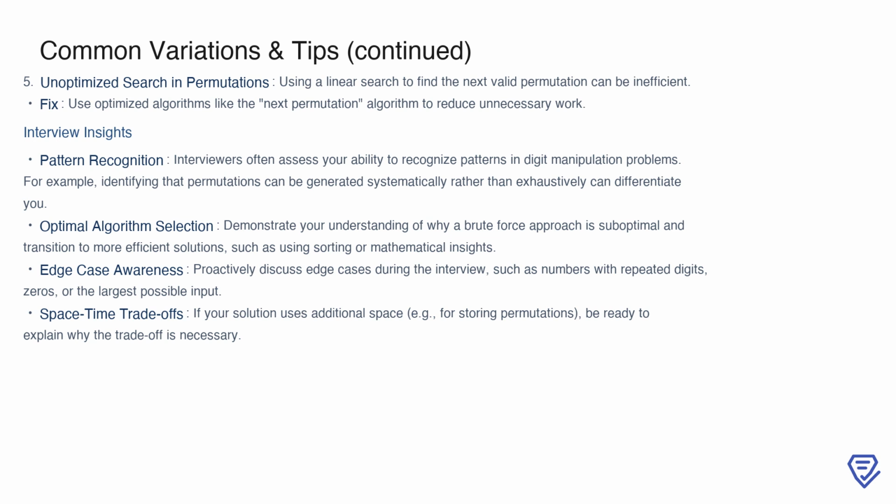Another area where mistakes often occur is in unoptimized searches within permutations. For instance, using a linear search to find the next valid permutation is computationally expensive and unnecessary. Instead, algorithms like the next permutation method are specifically designed to handle this efficiently, allowing you to reduce redundant operations.